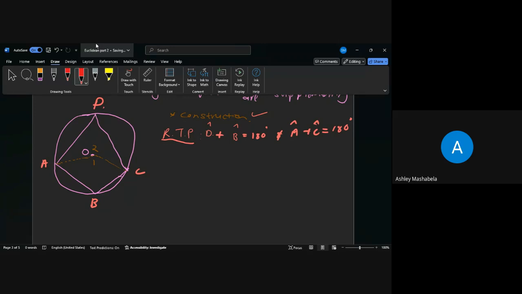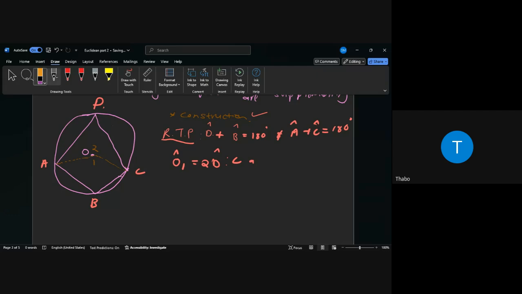So, guys, from the proof that we did, do you agree with me when I say angle O1 is equal to twice angle B? And what's the reason, from the construction? Angle at the center is two times angle at the circumference. Yes, that's true.